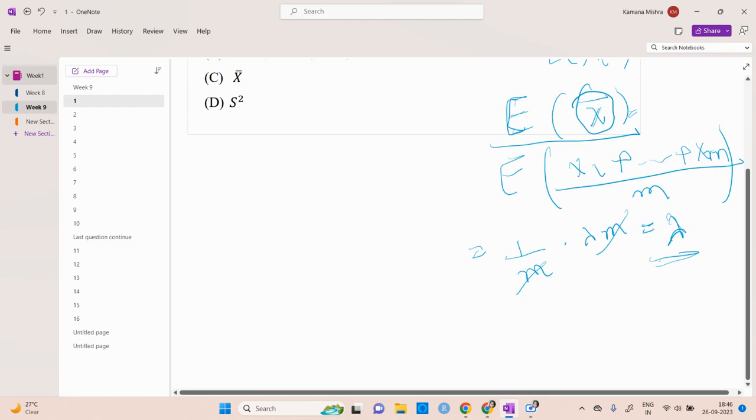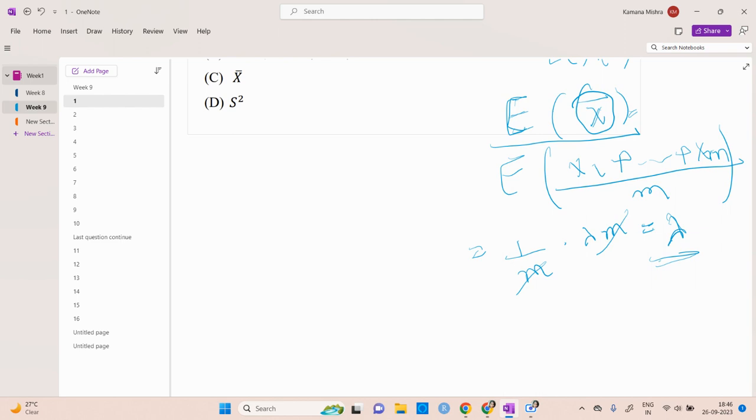These are known results, but still we can solve it. So the expectation of S square is basically 1 upon n minus 1.